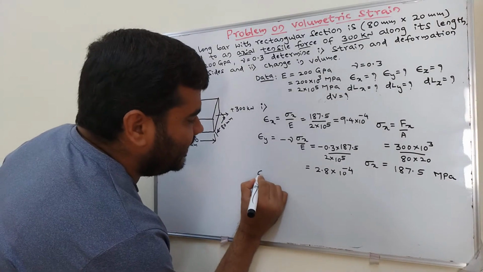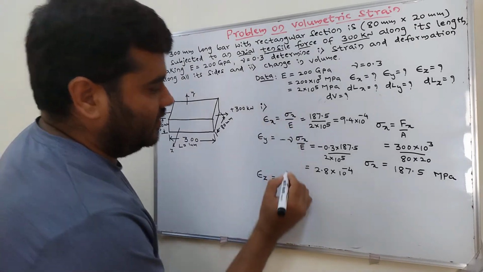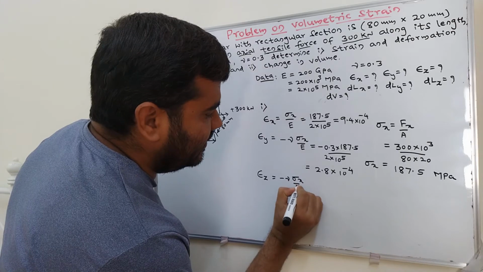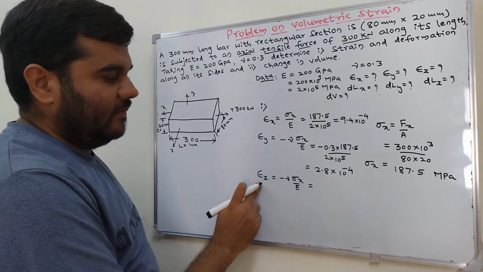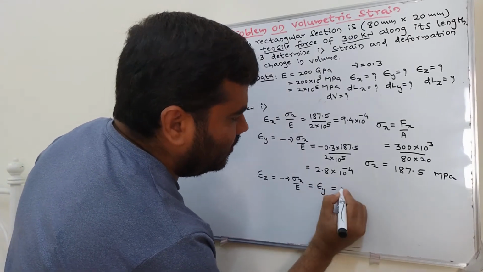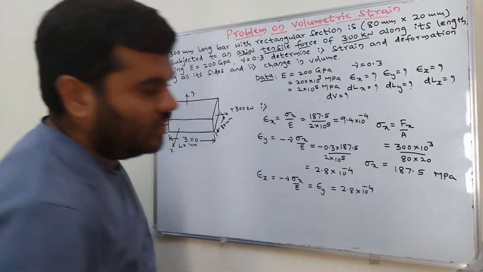Similarly, calculate strain in z direction. Same formula: minus nu into stress in x direction divided by E. This is the same calculation as that of strain in y, so the strain in z direction will be equal to 2.8 into 10 raised to minus 4.